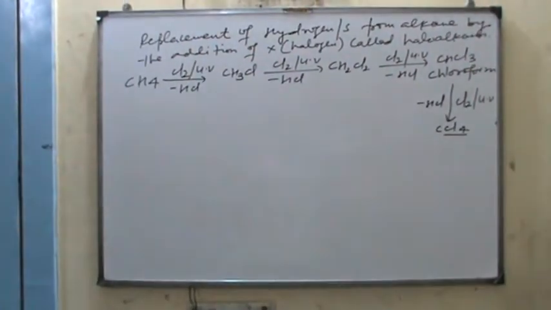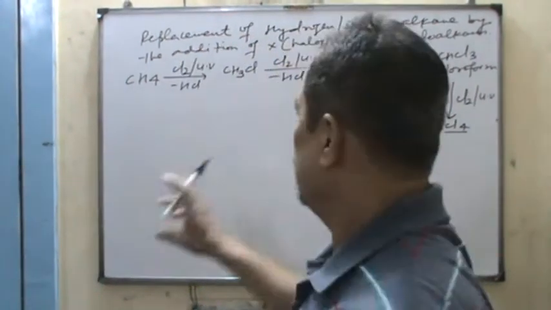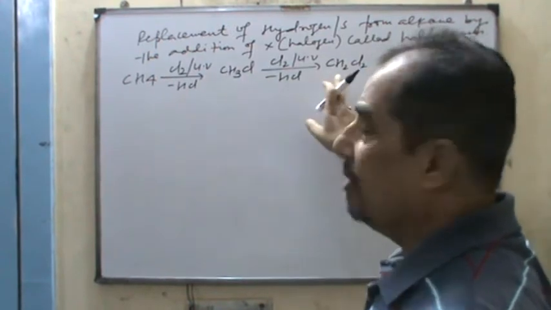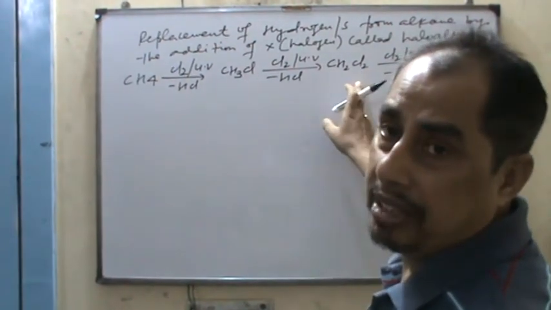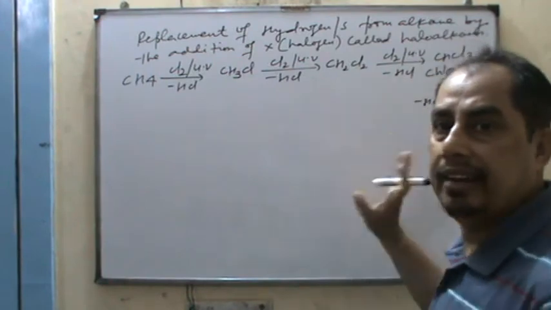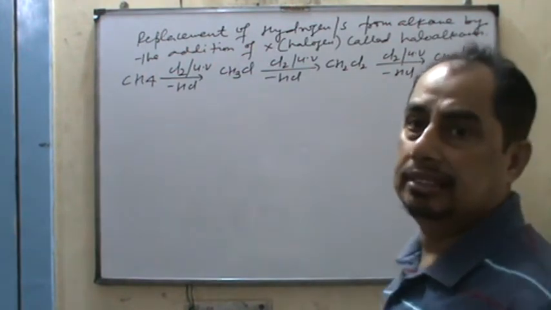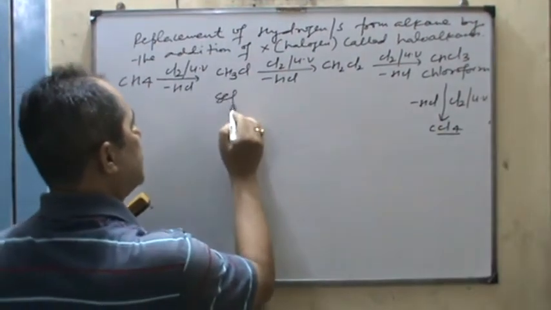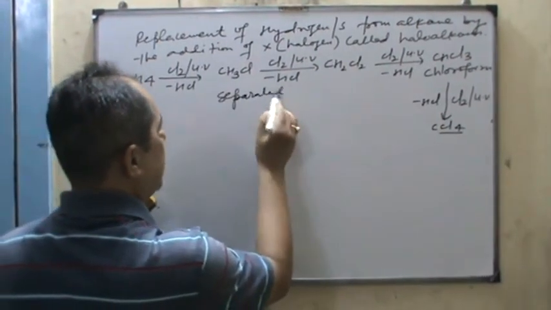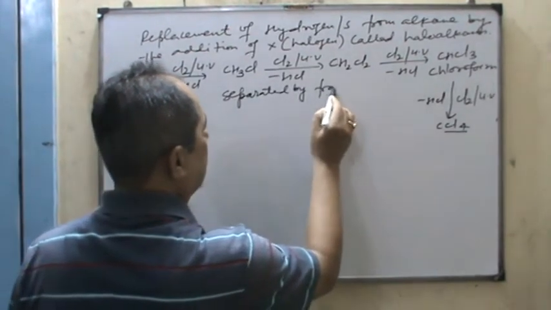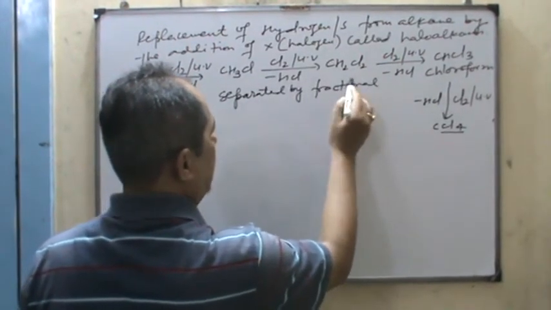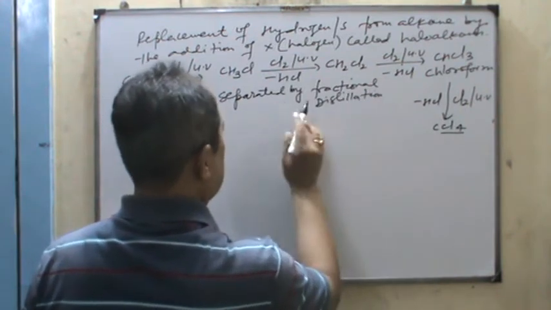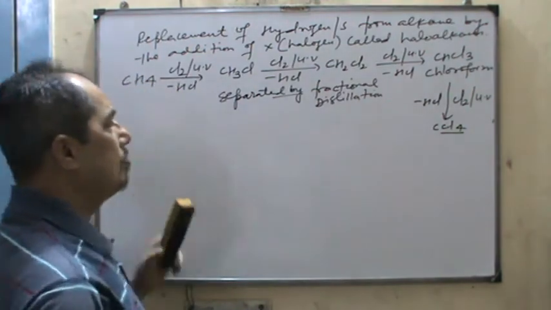Students, methane undergoes chlorination, chloromethane, further chlorination, dichloromethane, trichloromethane and tetrachloromethane. This is known as chain reaction, and these mixtures are separated by fractional distillation.